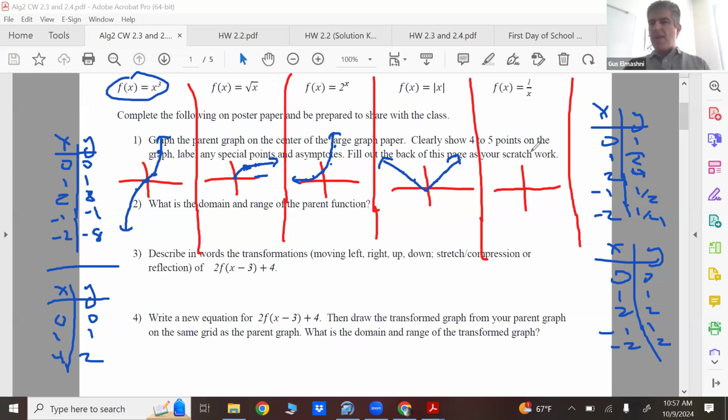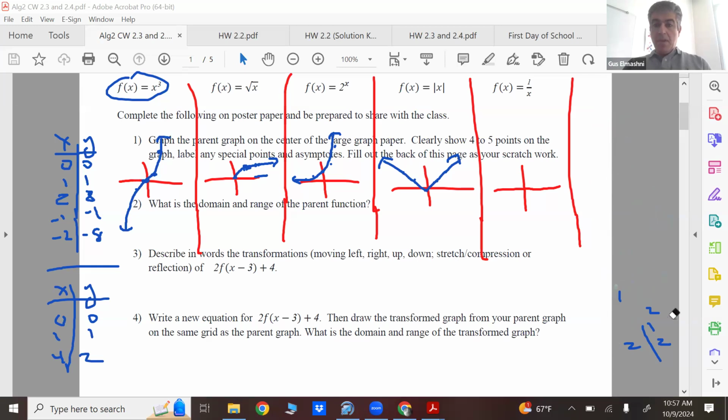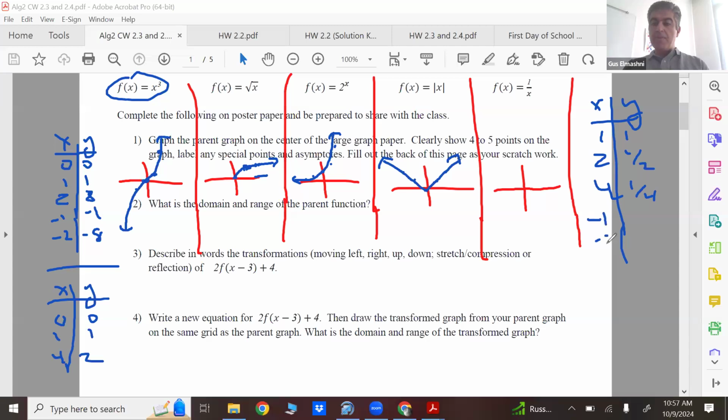And lastly, 1 over x. We've kind of talked about this already. There's one restriction. What's the one number I can't plug in for x? Yeah, I can't do 0. But if I plug in 1 or 2, I get 1 and 1/2. Or if I plug in 4, it just gets to be a tinier fraction, right? If I plug in negative numbers, I get the same thing, but they're negative numbers. So you get something like this here.